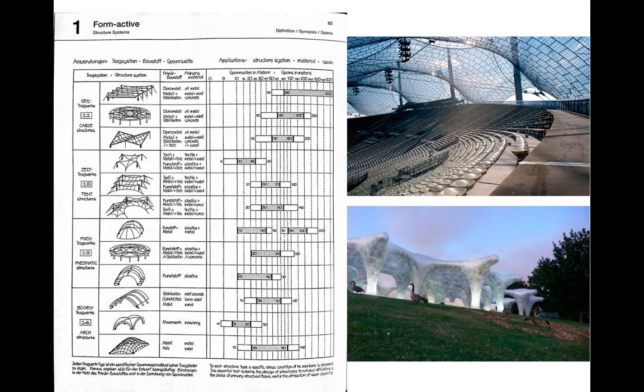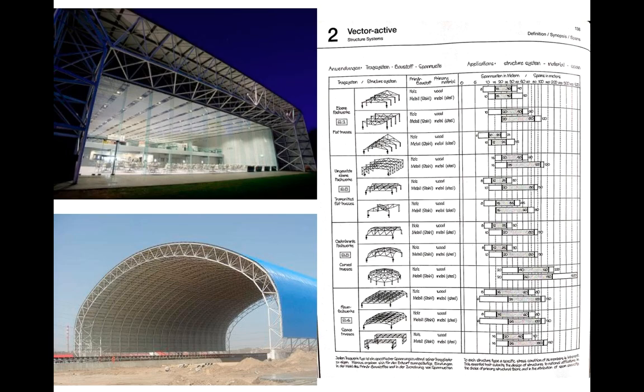Note that in both of these cases, the form-active and the vector-active examples here, we're talking about a very particular type called a long span, and we'll talk in more detail about long span in the next class. But these are not multi-story structures. These are programs that have very large open volumes that require a great deal of both horizontal span, but also usually a great deal of height. And notice that in neither of these cases are we stacking floors on top of one another. These are very specific programmatic cases where we're literally trying to make one story, but one really, really big story.